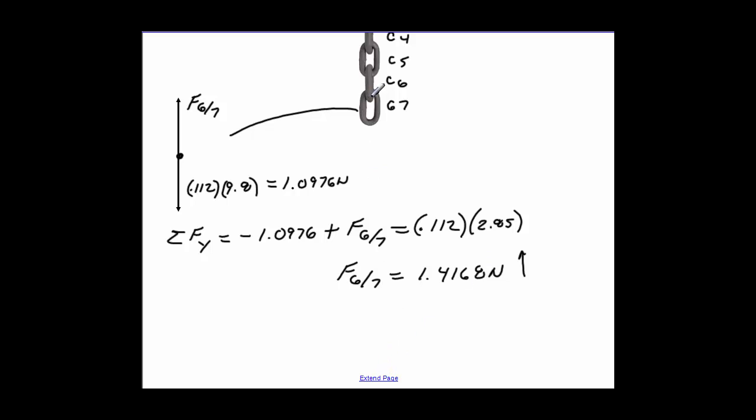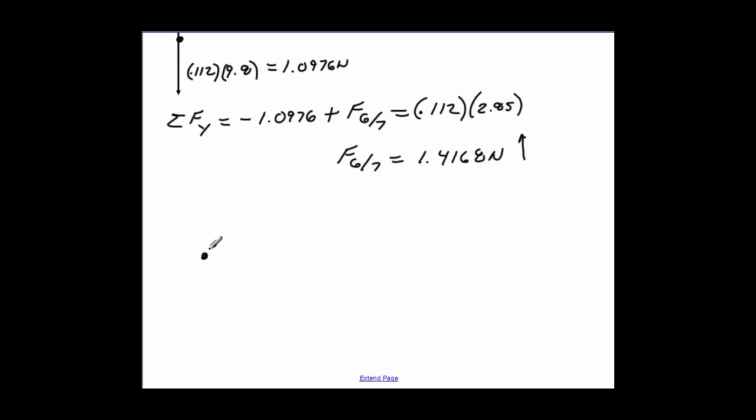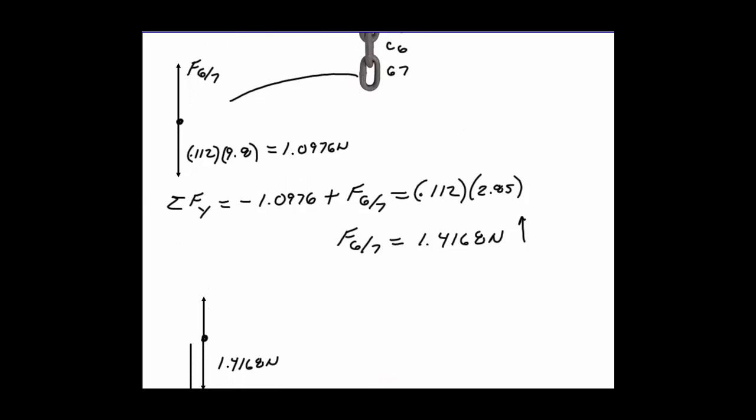Now what you do is a free body diagram of C6. We come down here, I draw that, and now we reverse this and go back the other way, so that's 1.4168 newtons coming down. Also we've got to consider the mass of the link itself, which we know from this problem has to be 1.0976. We'll have a force coming up; again, we are doing 6, so this would be the force that 5 is having on 6.